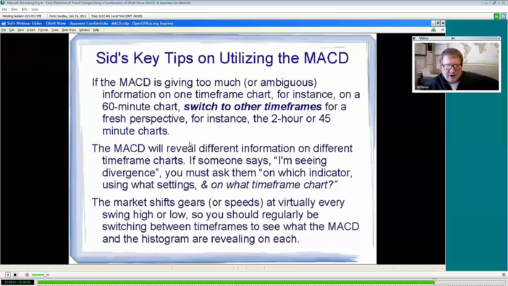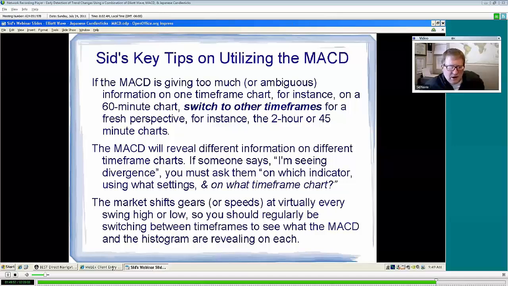I'm kind of getting ahead of myself, but that's what this next paragraph is about. The market shifts gears with speeds at virtually every swing high or low. So you should regularly be switching between the time frames to see what the MACD and the histogram are revealing on each.